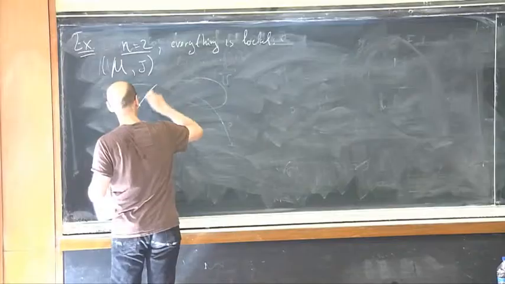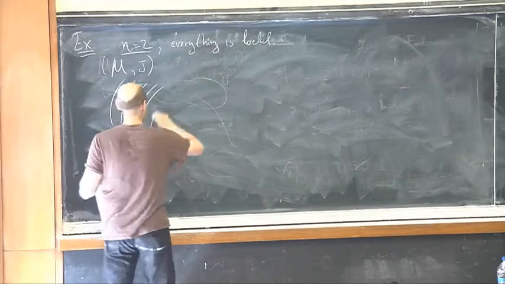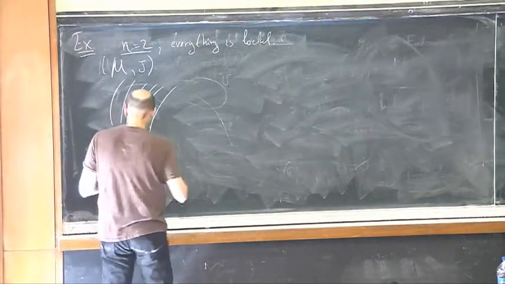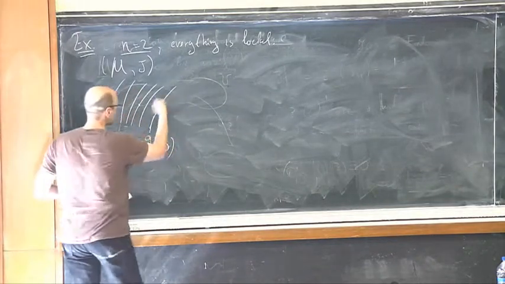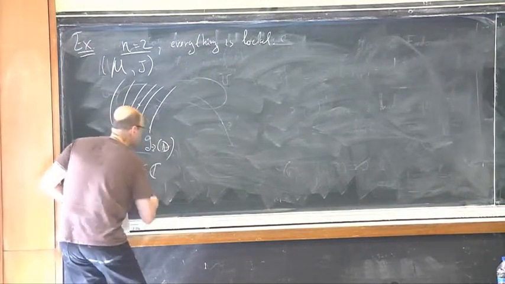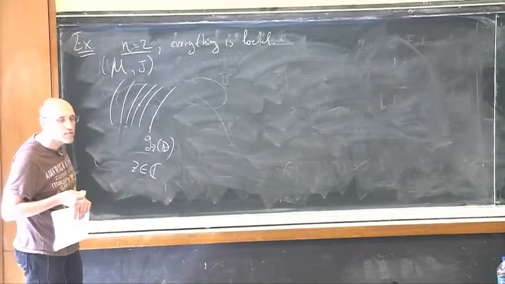We consider here a one parameter family of J-complex disks. I denote them like this, G_Z of D. So this is the disk, and Z runs over some open subset of D. This is a complex one parameter family of disks.